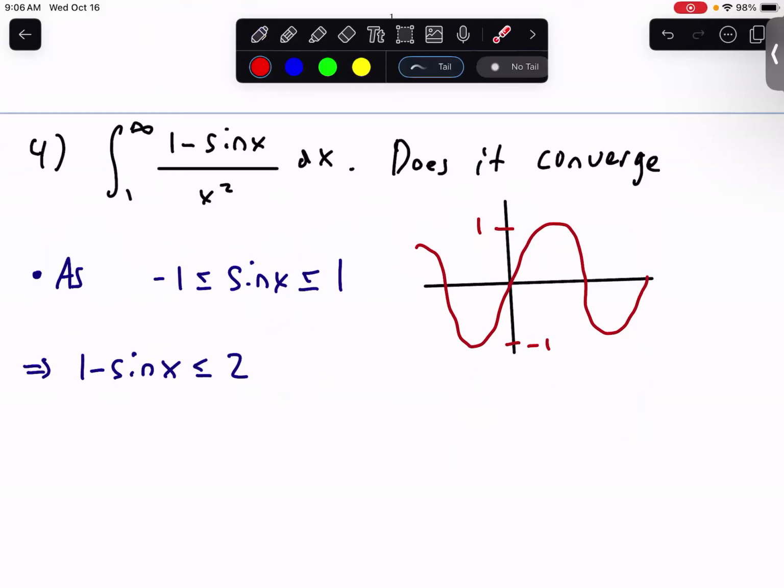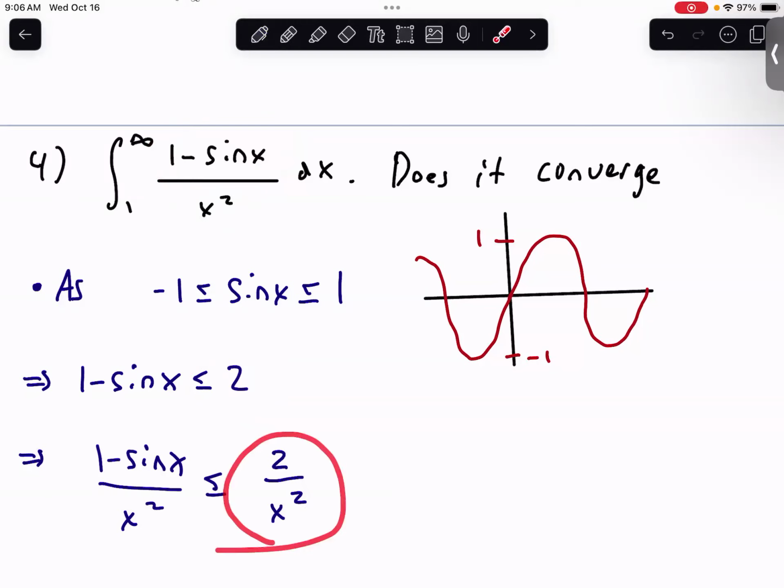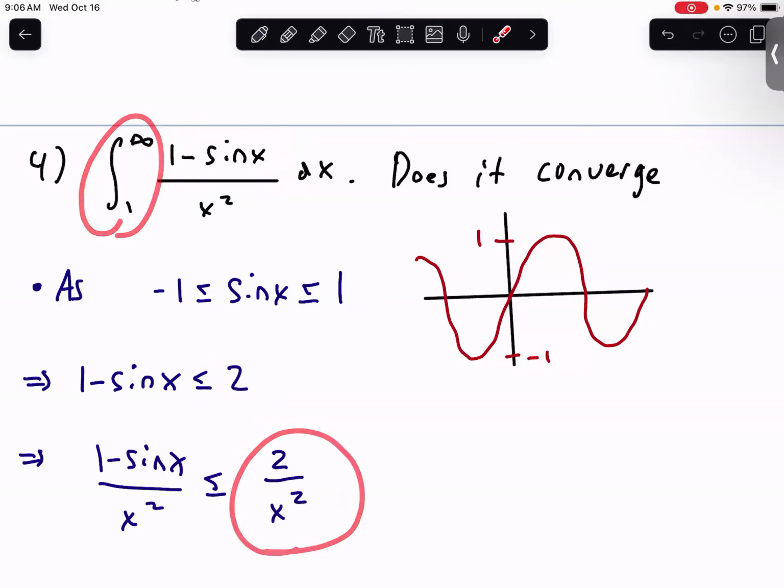And because we know that 1 minus sine of x is always less than or equal to 2, we can then just apply it to this whole function here. 1 minus sine of x is less than 2, and then we're dividing by x squared. So this implies that 1 minus sine of x over x squared is less than or equal to 2 over x squared. And now it's just a matter of showing whether or not this function converges within this integral.